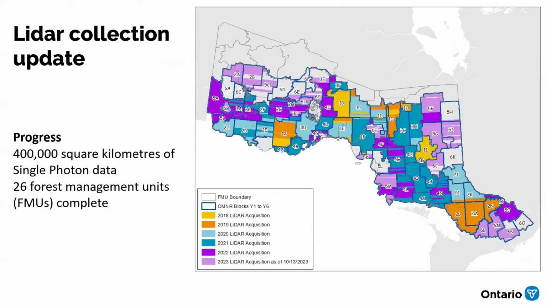For the LiDAR capture, even despite all the smoke that we had last summer, we were able to get close to 80,000 square kilometers flown later in the summer into the early fall period. So we did manage to get some progress on acquisition. We're currently sitting at about 26 forest management units, and that puts us at about 400,000 square kilometers of single photon data that we've acquired now in Ontario. So it's getting closer to being fully acquired, our project area, which is nice to see.